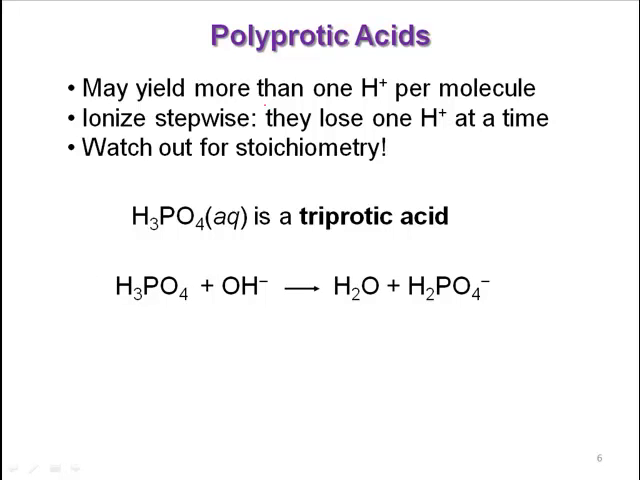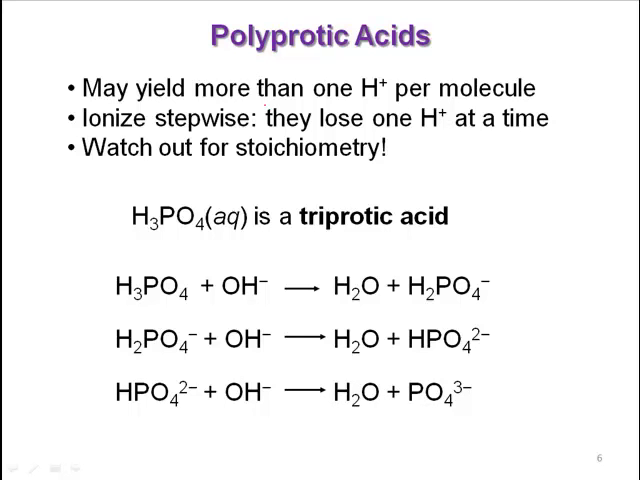In the first step here, if it reacts with something like sodium hydroxide or potassium hydroxide or lithium hydroxide or rubidium hydroxide or any of the hydroxides, the H3PO4 reacts with the OH, forming water, and you lose one hydrogen at a time, so you get H2PO4-. Then that H2PO4- can react with an additional OH, step by step, to form another water and an HPO4 2-. And then that HPO4 2- can react with another hydroxide to form water and our phosphate ion at the end. So there's three steps for this process because it is triprotic. They go in that order.